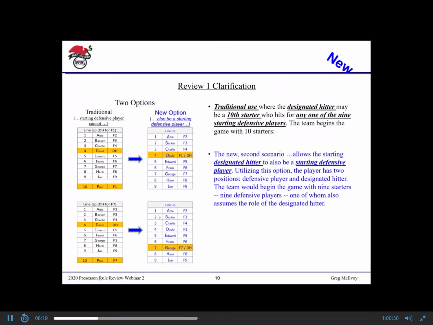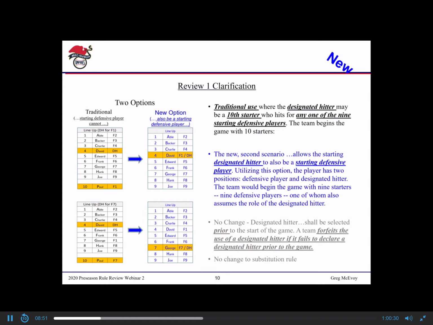The 2020 rule change is we now allow the DH to be a starting defensive player. So for those of us who do some collegiate baseball, we're a little bit familiar with that. Here are 2 examples where we have a DH that is also the pitcher. We call that a pitcher DH. But you can also have a DH for a defensive position. If you want to call that a DP, defensive position DH, you can. So those are the 2 types of lineups that we're going to see come the 2020 season.